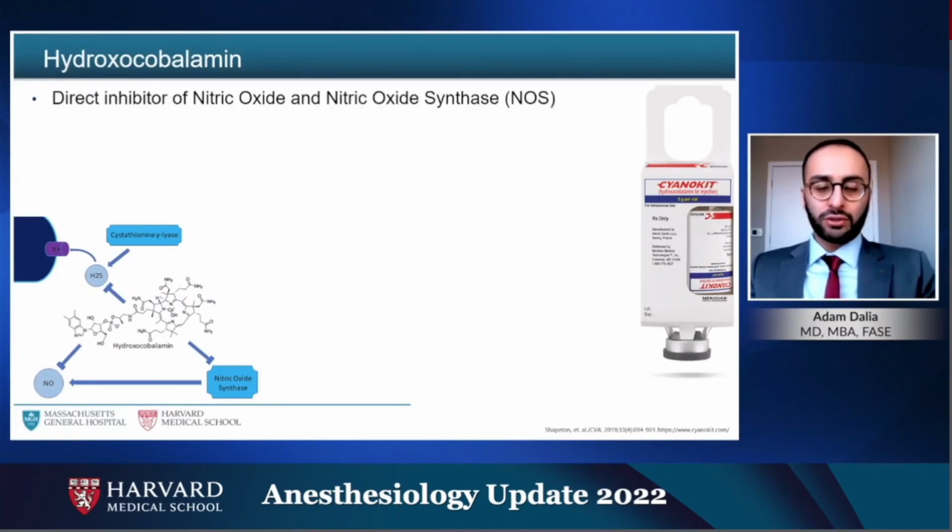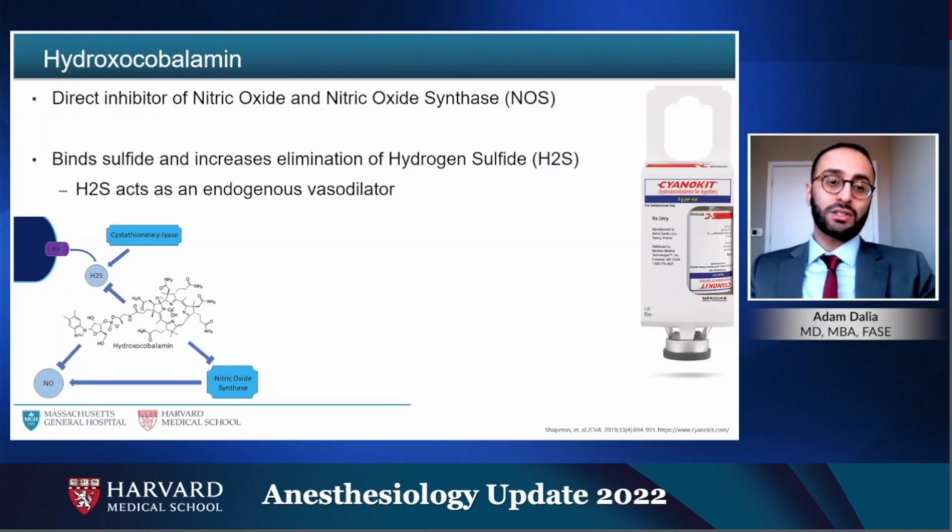It works several different ways. It's a direct inhibitor of nitric oxide and nitric oxide synthase. It also binds sulfide and increases elimination of hydrogen sulfide. This hydrogen sulfide acts as an endogenous vasodilator. So you can understand how hydroxocobalamin can improve vasoplegic shock on two fronts, both the nitric oxide as well as the hydrogen sulfide. This drug has been used and reported in the literature for liver transplants, cardiac surgery, as well as in the ICU.